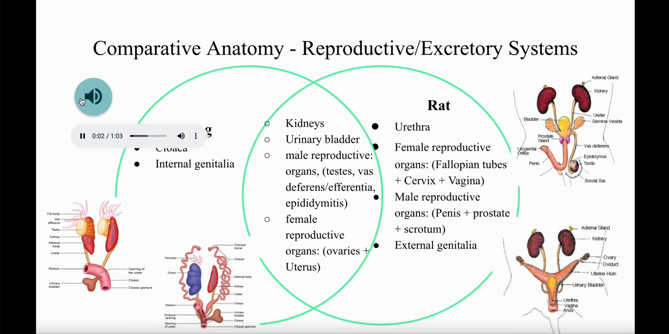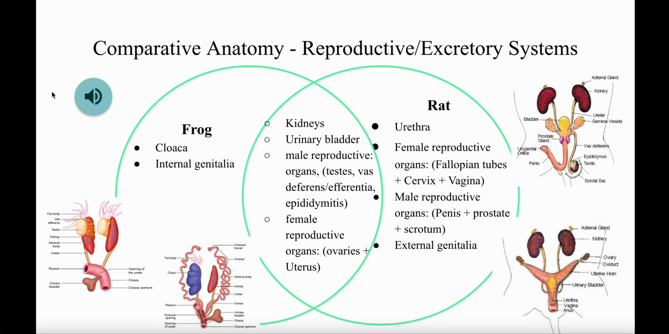Comparing the anatomy of the reproductive and excretory systems between frogs and rats. The excretory system between frogs and rats is only different in the way that waste is actually expelled from the body. They both have kidneys as well as a urinary bladder, but unlike a frog, which only has one opening to remove waste from, its cloaca, a rat has two, a urethra for removing urine and an anus for removing feces.